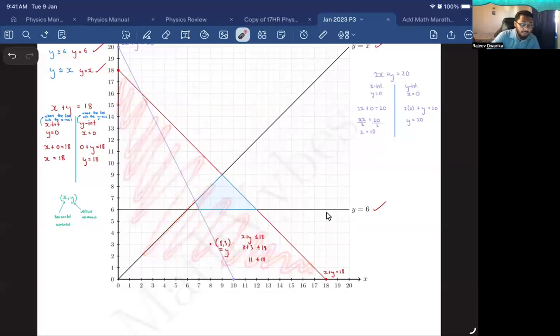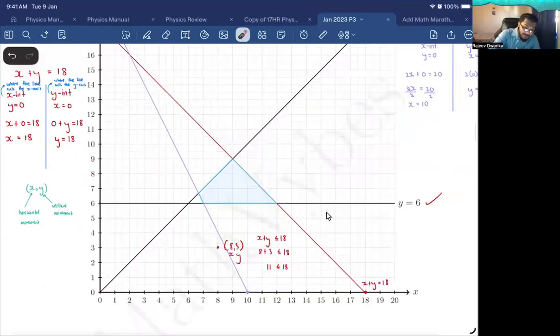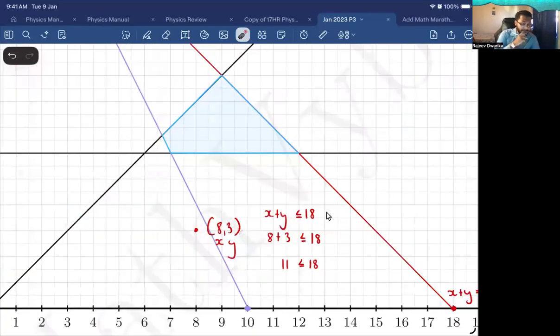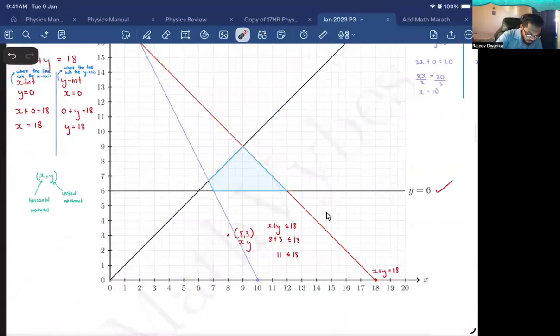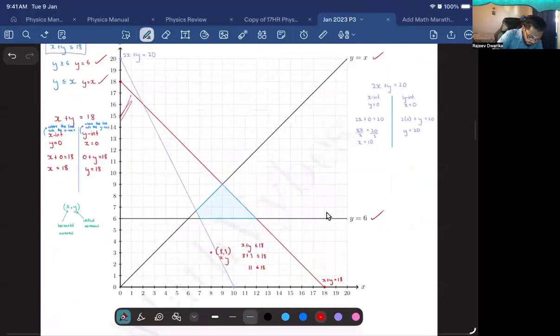So if that's the case, is it safe for me to shade this side then? Yes, sir. Right, because any point you pick on this side will satisfy the inequality. In other words, x plus y would always be less than or equal to 18. Do you understand that? Yes, sir. So I would shade over here.